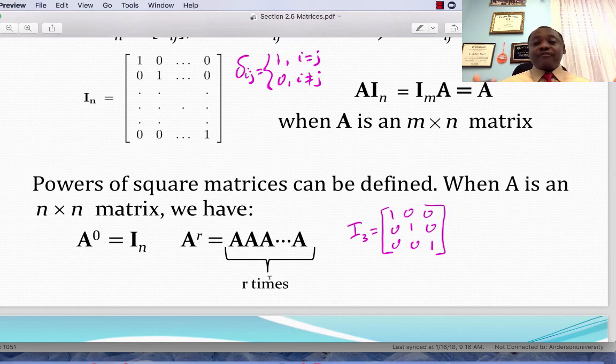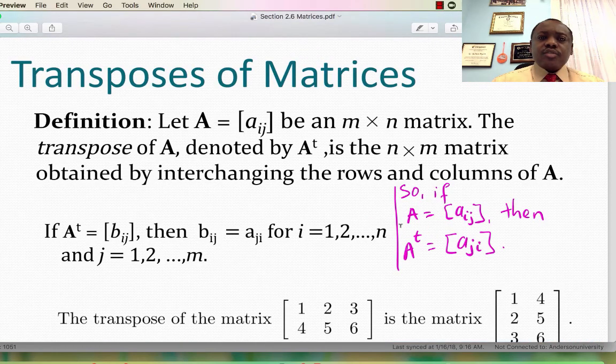5 raised to the power 4 would be 5 times 5 times 5 times 5, 4 times. Okay? As an example, I3 would be 1, 0, 0, 0, 1, 0, 0, 0, 1. Again, by the definition of the Kronecker delta, the only entries that are non-zero are the positions 1,1, 2,2, 3,3. Everything else is 0.